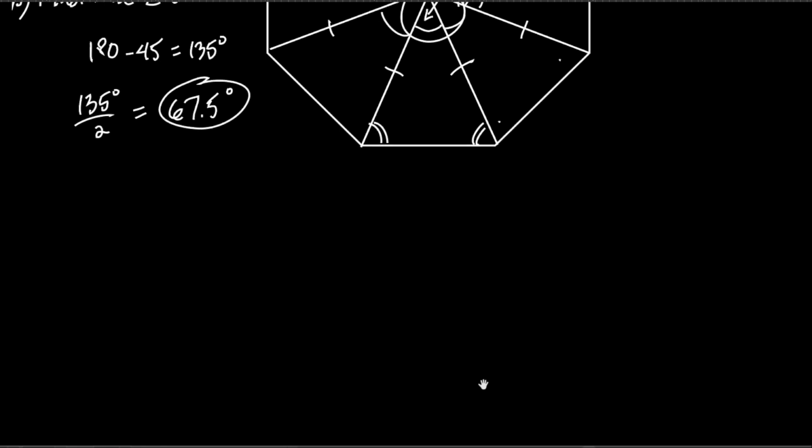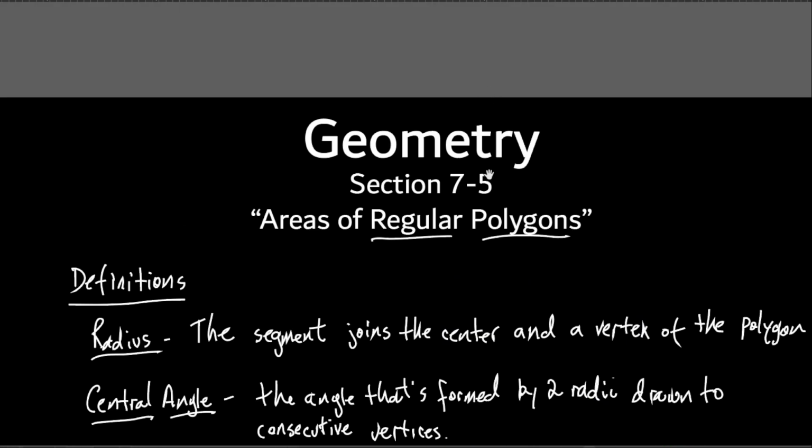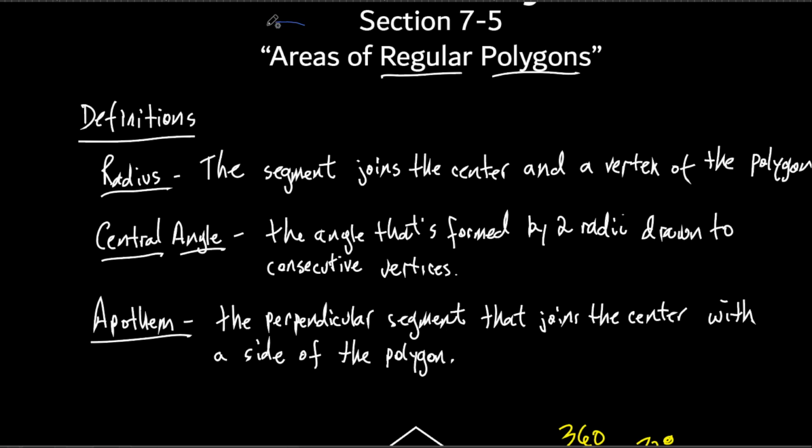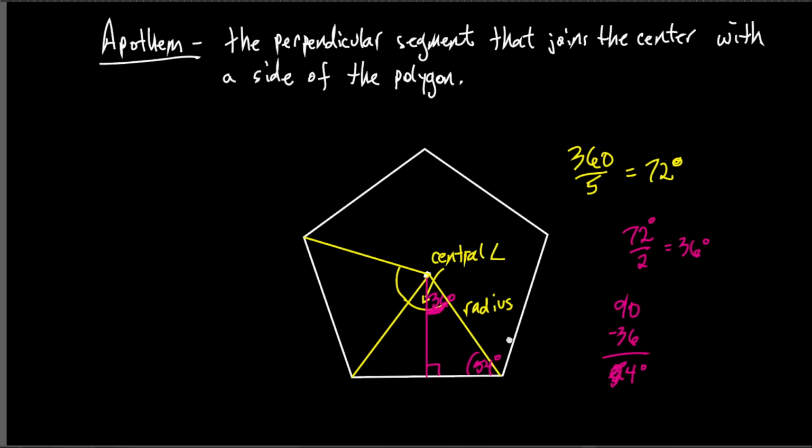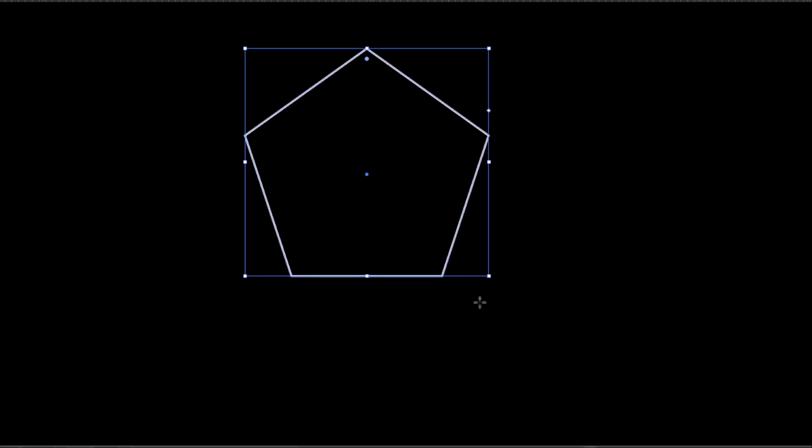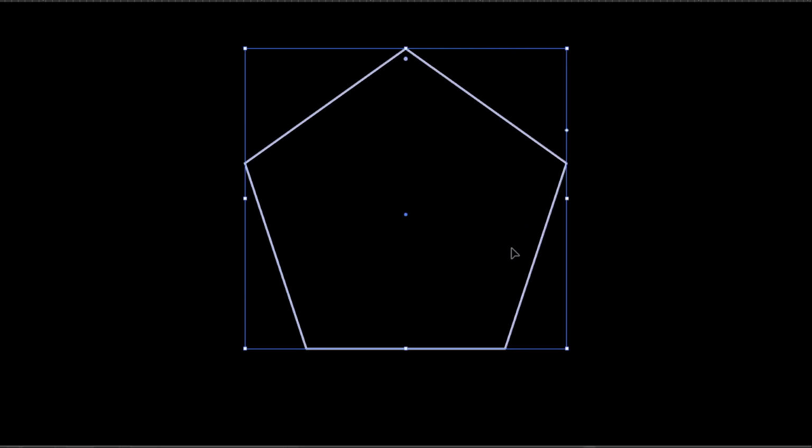Let's talk about what was the title of our lesson, by the way. We haven't even talked about area yet, have we? So let's do that now. Let's find the area of a regular polygon. 1, 2, 3, 4, 5. I'm going to go back to a pentagon because that's the example they use in the book. Let's make it just a little bit bigger so it's easier to draw on.